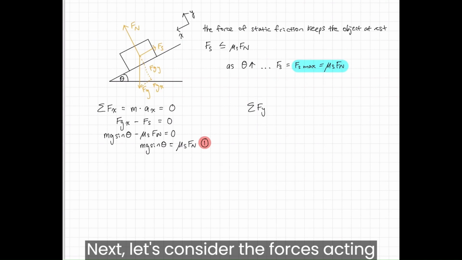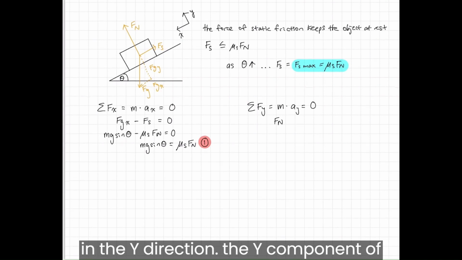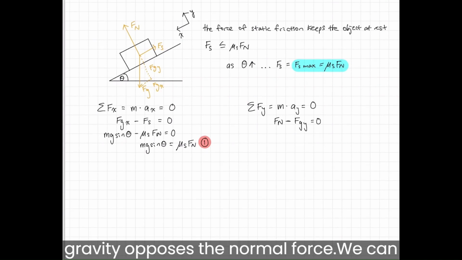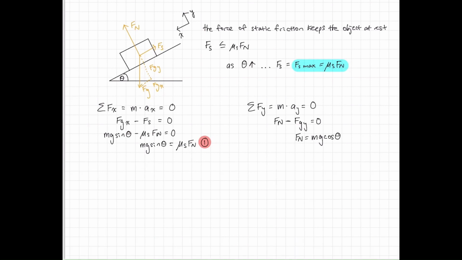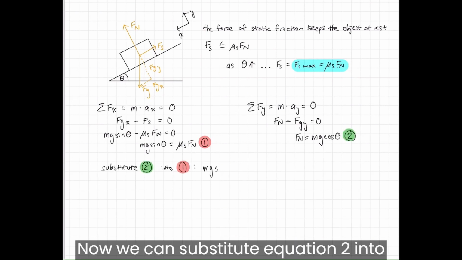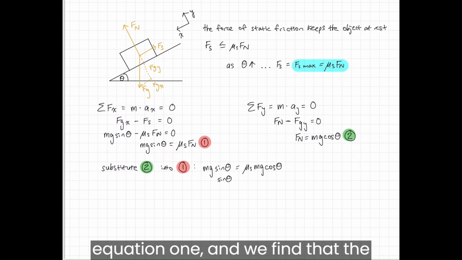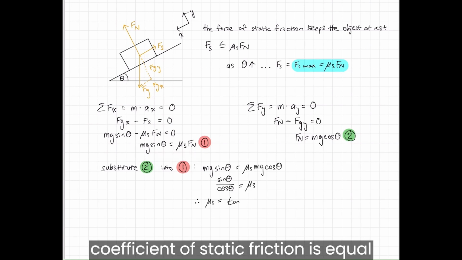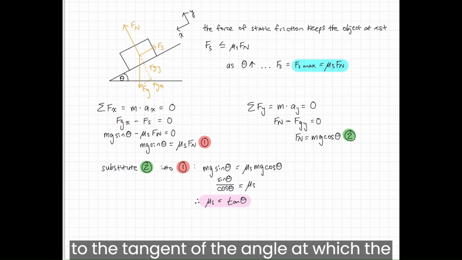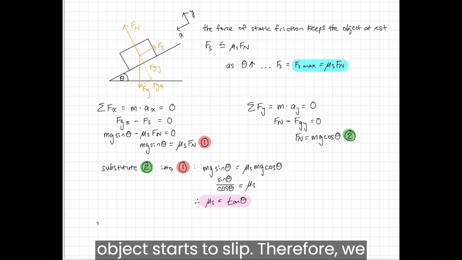Next, let's consider the forces acting in the y direction. The y component of gravity opposes the normal force. We can label this equation with the number 2. Now we can substitute equation 2 into equation 1, and we find that the coefficient of static friction is equal to the tangent of the angle at which the object starts to slip.